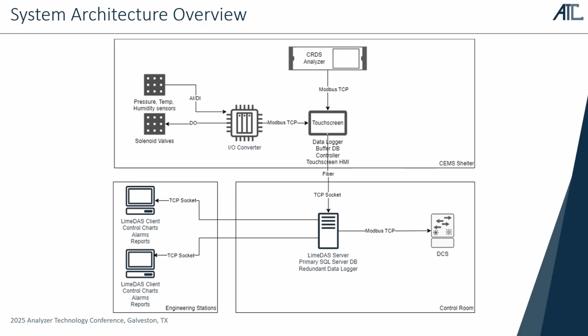And that server would then do all the advanced processing, such as averaging, data validation, availability calculations, control charts, and reporting. Then the data from that server can be sent to the plant DCS or historian for further historizing, and anything related to the plant activities that they might want to see from their emissions monitoring system, as well as to various remote clients and engineering stations.